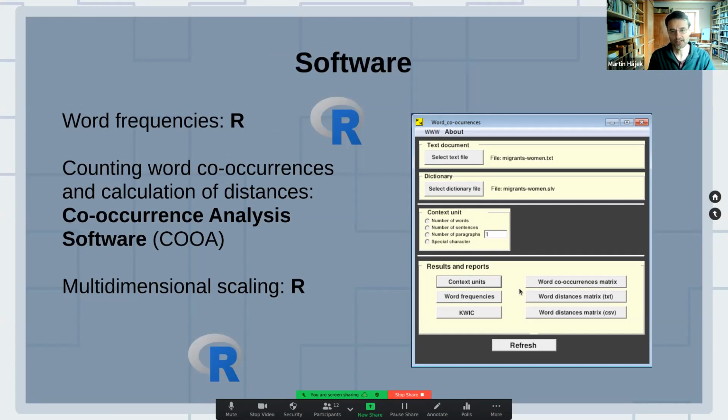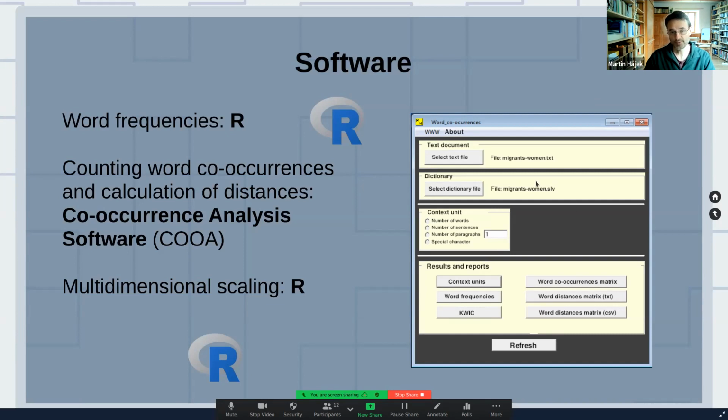For word frequencies, I used R. And for multi-dimensional scaling, I also used R. For counting word co-occurrences and calculating distances, I used the co-occurrence analysis software. This is a program that I developed together with my dad a couple of years ago, in 2009, because there was no software available for calculating the distances.